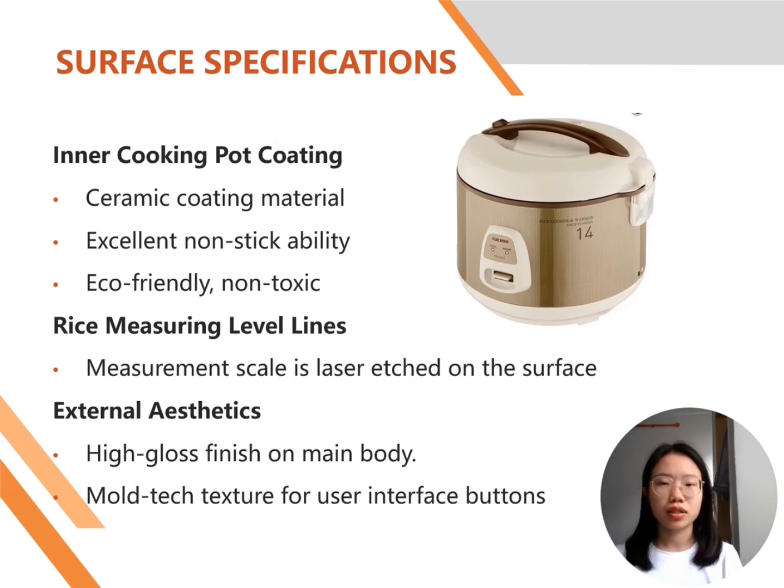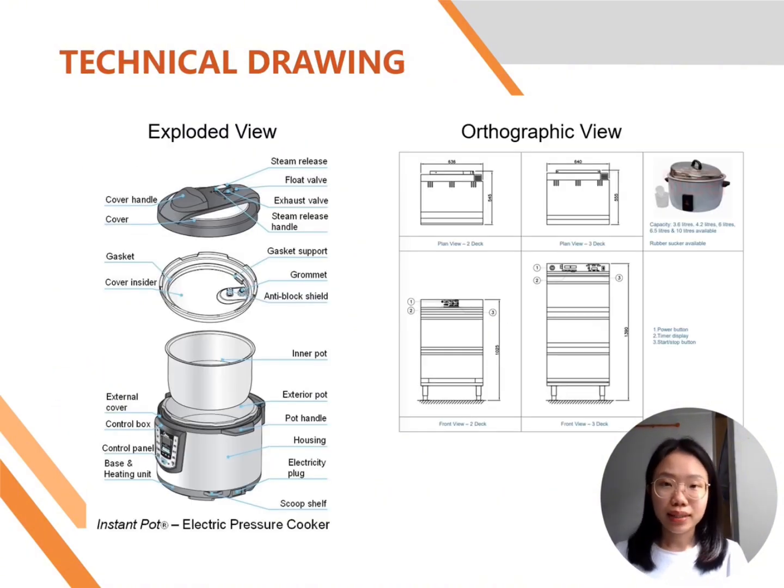And the rest of the part is the external aesthetics. For the main body, we suggest a high gloss finish, which is easier to wipe clean from steam, while a fine texture can hide some of the fingerprints on the rice cooker. And for the user interface button, we will use the MoTeC texture for the tactile grade. And this is the technical drawing of our product, the exploded view and the orthographic view here.